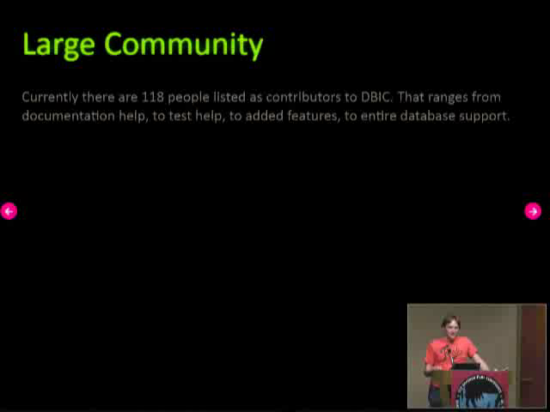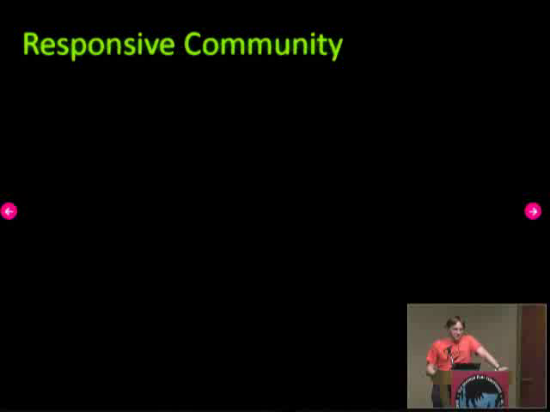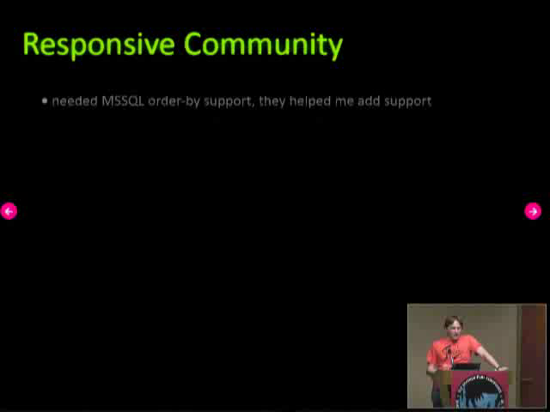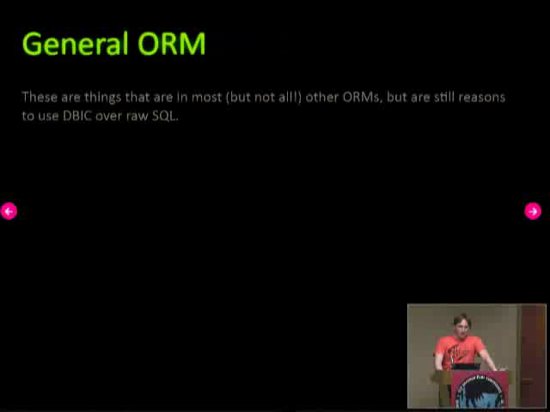There's a big community for DBIx::Class, so we've got a lot of contributors that help with things. The most recent release, which is actually still a dev release, has 8 new features, 26 bug fixes, and some miscellaneous things, and that ebbs and flows. I needed order by support in Microsoft SQL, and they helped me add the support. They were very welcoming. I think it took a total of like 2 weeks, and now it would be faster because I know the code base.